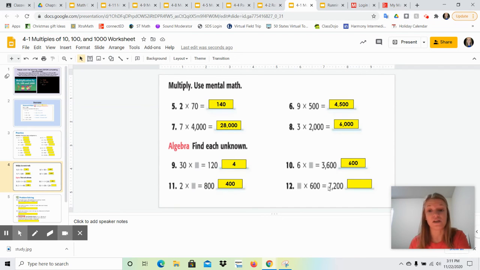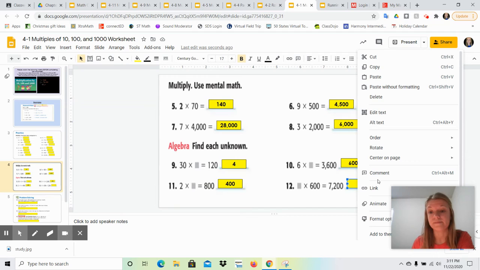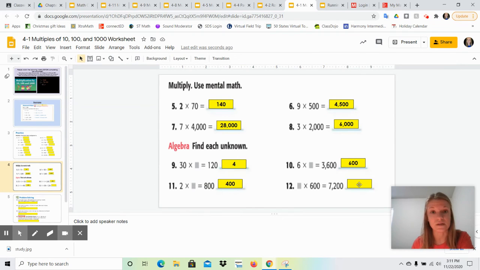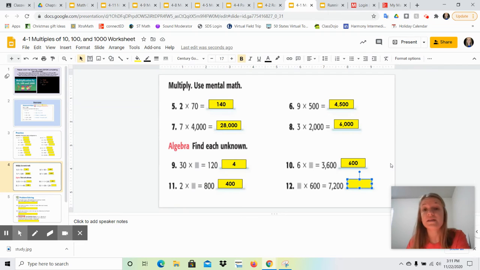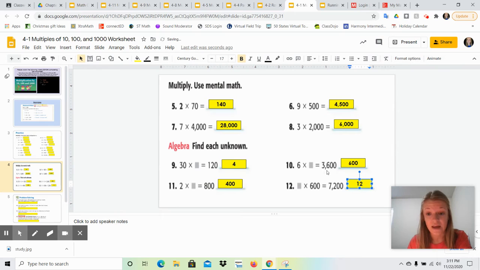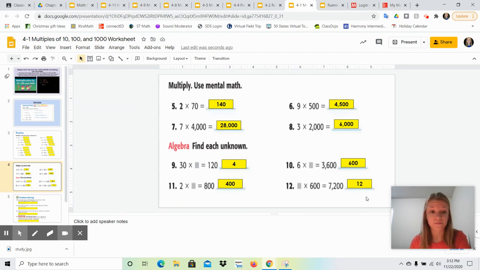Something times 600 equals 7,200. That's a big one. So I need to think, what times 6 equals 72? Well, I know 9 times 6 is 54, 10 times 6 is 60, 11 times 6 is 66, so it must be 12 times 6. And I have already 2 zeros on my 600, and there's 2 zeros in my answer, so I don't need any zeros on my 12. So this would be 12. Okay? Those were the most confusing ones from lesson 1.